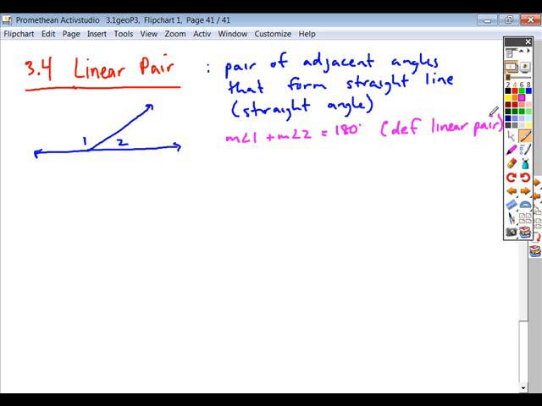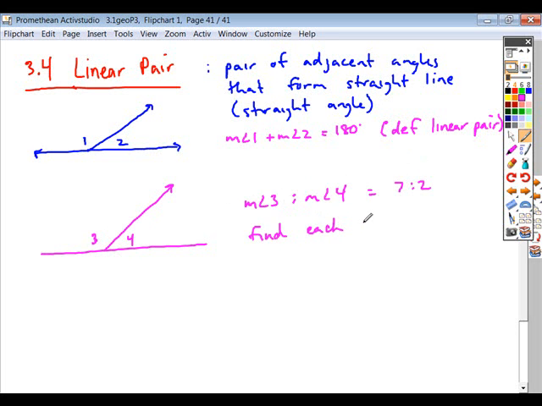So as far as the types of problems that you might see, if I told you that you had this linear pair and the ratio, let's call it angles 3 and 4. If I say that the ratio of angle 3 to angle 4 is 7 to 2, find each angle. And so how would you set this problem up?